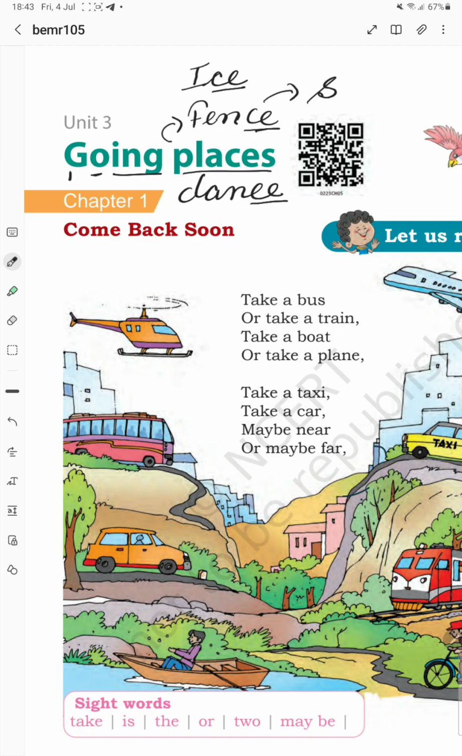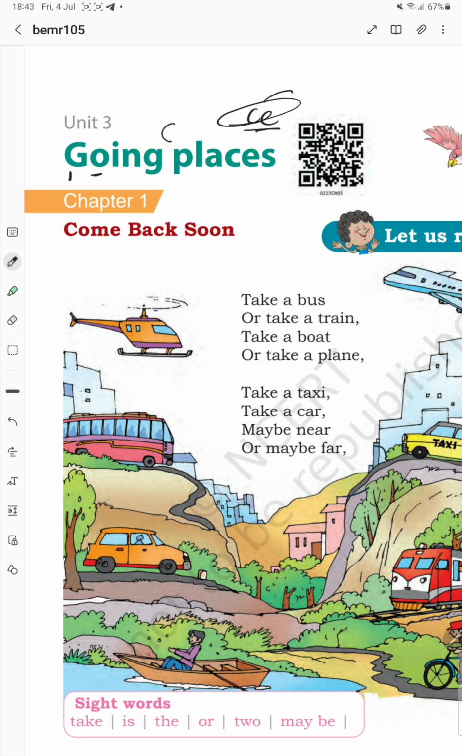So make sure that whenever your kid reads, they should not read like this, p, l, a, c, e, and suddenly remember that it is called place. No, they should remember that whenever ce comes at the end of the word, this will give the s sound. So the phonic sound will be p, l, a, s, place, places.